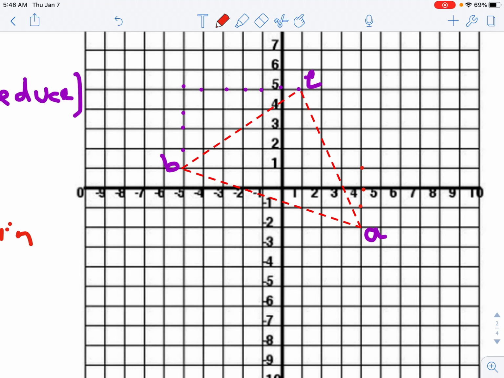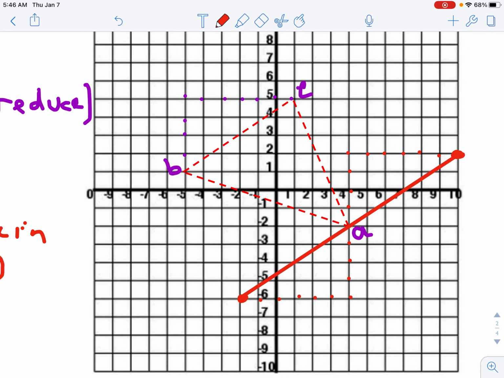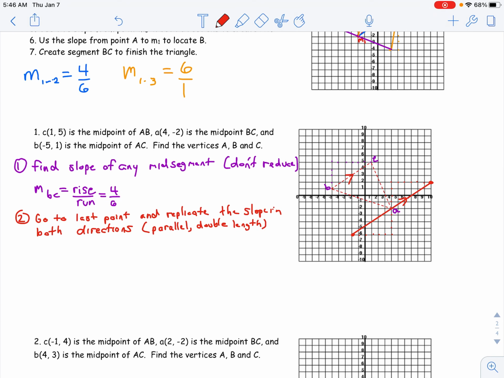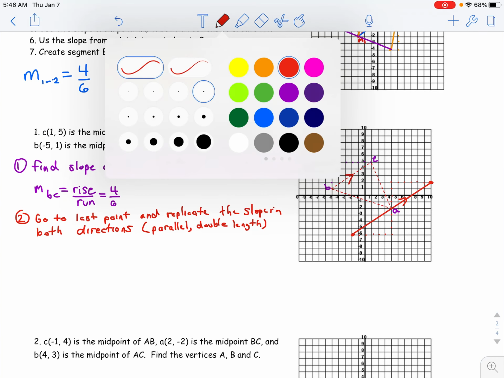So from A, I'm just going to go 1, 2, 3, 4, 1, 2, 3, 4, 5, 6. Boom. All right, and then down 1, 2, 3, 4, 1, 2, 3, 4, 5, 6. Boom. All right. So again, BC and this line right here are parallel, and we'll worry about labeling the vertices later.